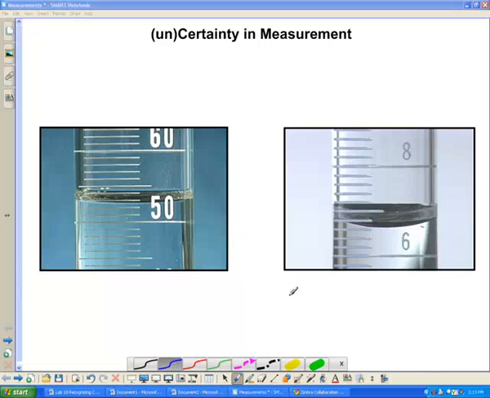Okay, so the first video that I want to talk about today is to do with measurement and significant figures, particularly the concept of uncertainty in measurement. I have on this first slide pictures of two measuring cylinders. Now, one of the things that's going to be key for you to do in lab is to be able to accurately gauge what exactly is the volume of a particular solution in a measuring cylinder.